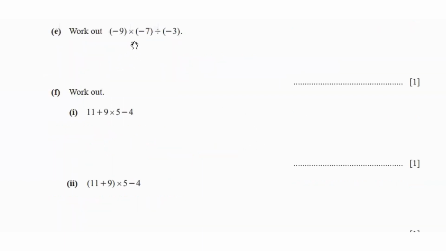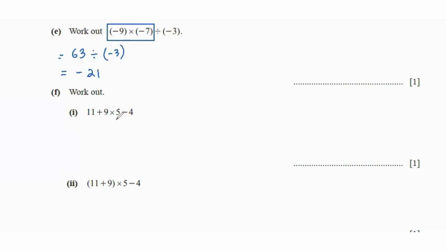Next part says work out negative 9 times negative 7 divided by negative 3. So in BODMAS, if we have multiplication and division, then we go from left to right. So first we will solve negative 9 times negative 7, which will equal 63, divided by negative 3. 63 divided by negative 3 is going to be negative 21.